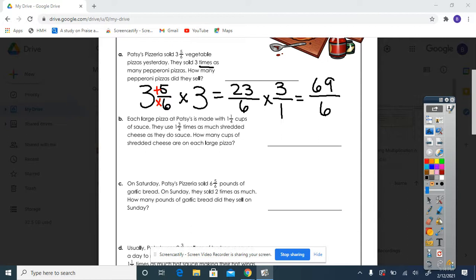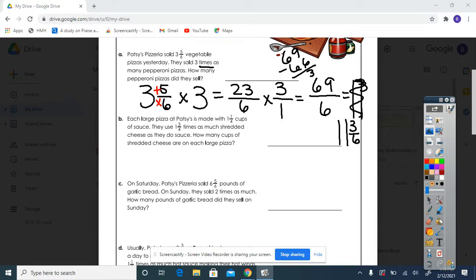Anytime the top is bigger than the bottom, you are going to have a mixed number as your answer. So how many times does 6 go into 69? That's one of our multiplication facts. 11 times 6 is 66. So 69 minus 66 is 3. Sorry, whoops, 11 and 3, keep the same denominator.